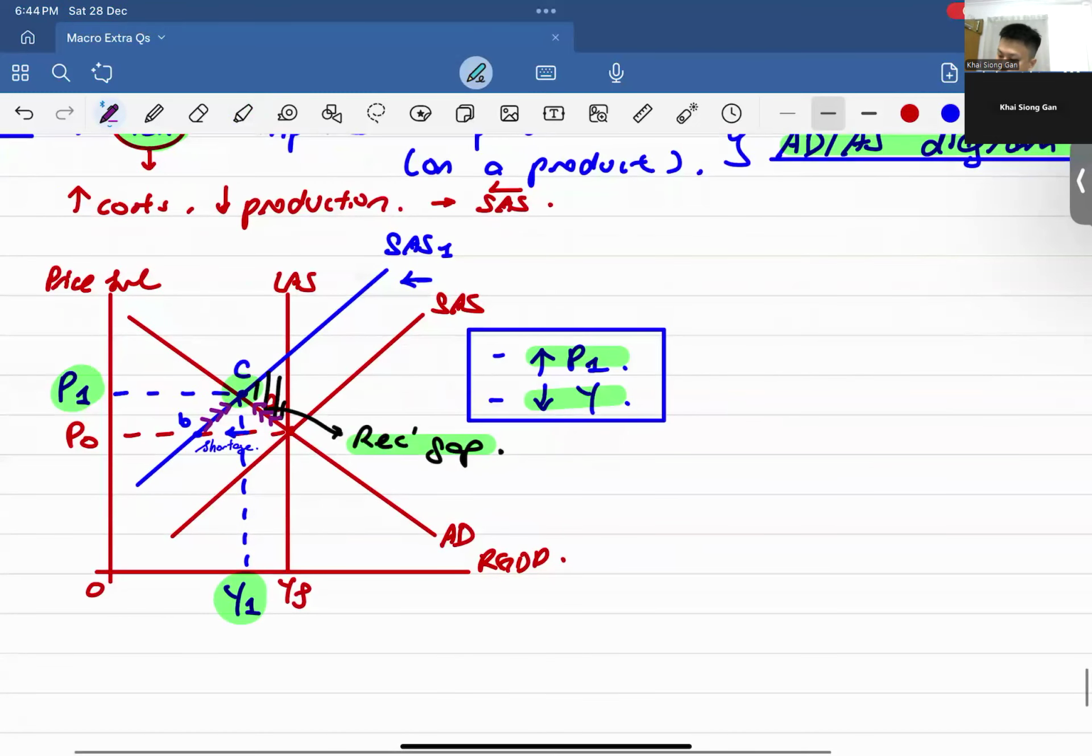Can I describe this situation? What are the keywords I can use to describe this situation? Higher price and lower output. What do you think? What words can I use?